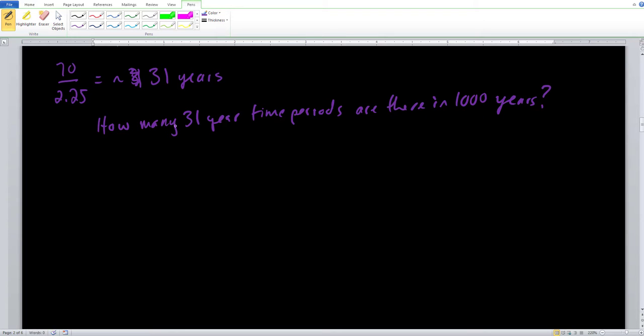Based on the rule of 70, our money is going to double every 31 years, but we're working with 1,000 years. So in order to see how many 31-year time periods there are in 1,000 years, all we need to do is divide 1,000 by 31, and that'll give us approximately 32 periods. So Fry's money is going to double 32 times. With this information in mind, we can figure out how much money he should have based on the rule of 70.